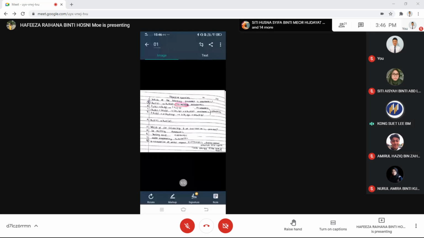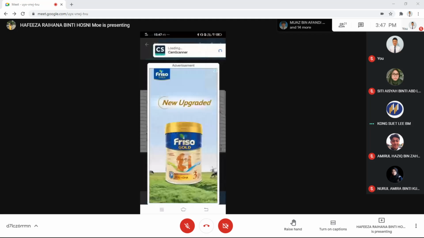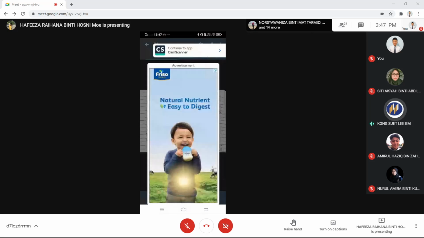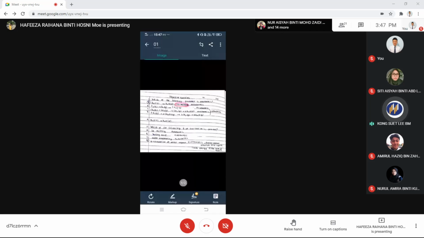So now I will proceed to number 2, which is, which of the following is an exothermic process? My answer is condensation of water vapor. Yes, correct. Because it is exothermic as water condenses into liquid, it loses energy in the form of heat. Exothermic reaction means heat is released from the system to the surroundings. So this is actually bond forming. Condensation of water vapor from gas becomes liquid. Okay, correct, good. Thank you, Hafiza.